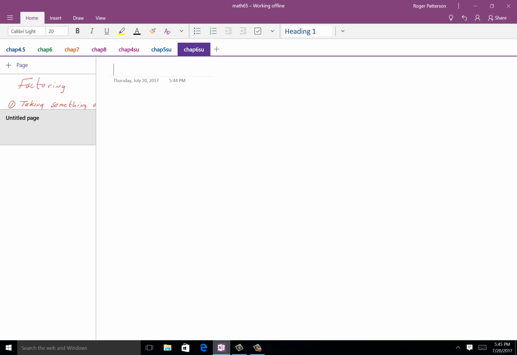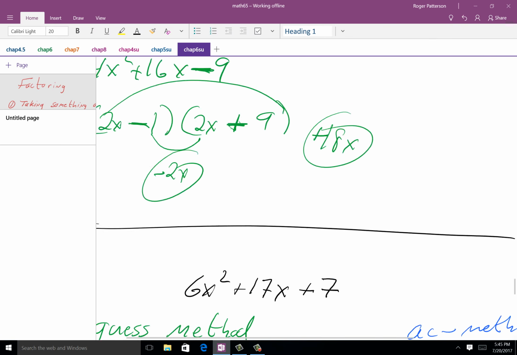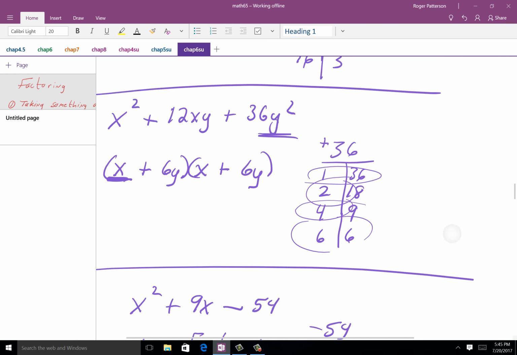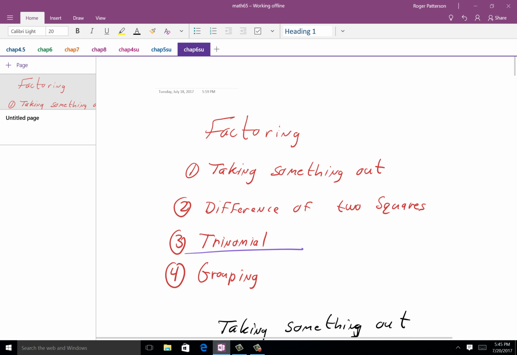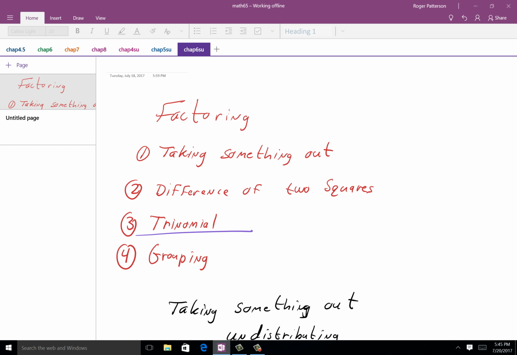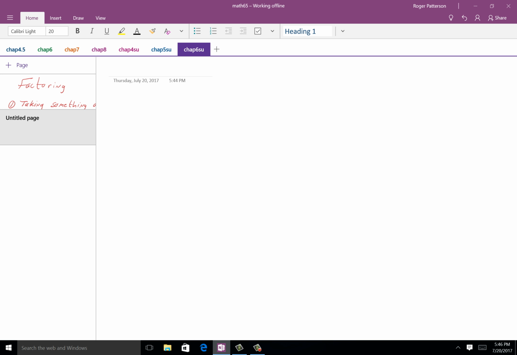Okay, so going back to this from Tuesday, real quick here. Those were our 4 strategies: taking something out, difference of 2 squares, trinomial, and grouping. So we did taking something out, we did trinomials, we did grouping. The only thing we didn't do is differences of 2 squares. So that's the first thing we're going to start off with tonight, is differences of 2 squares.